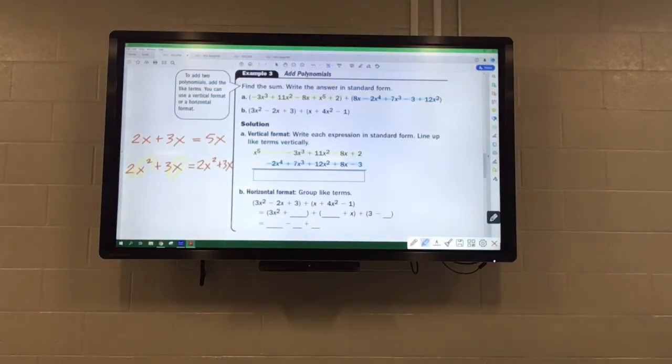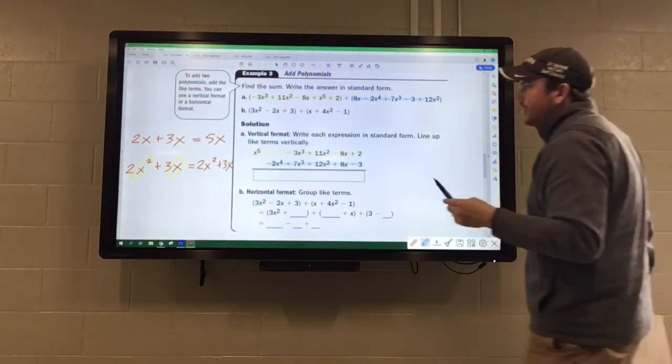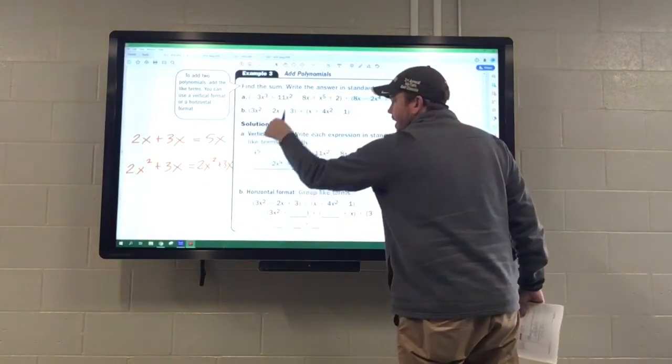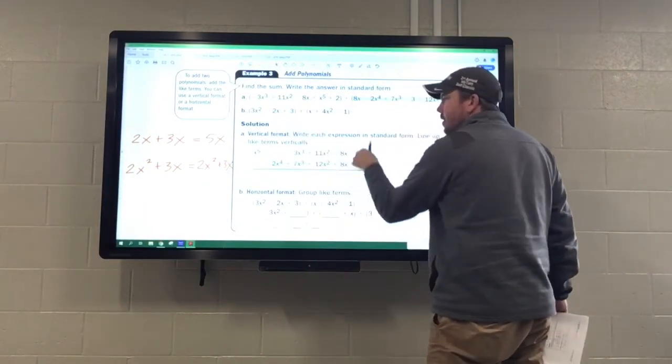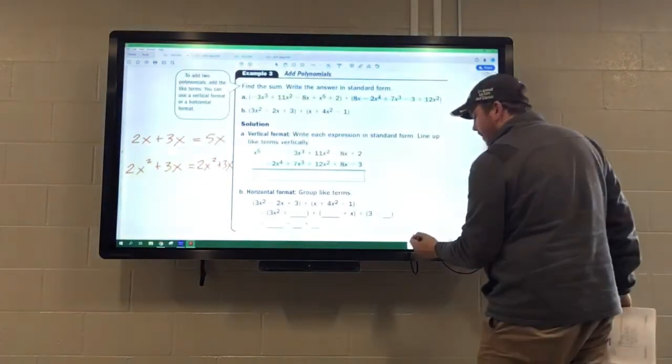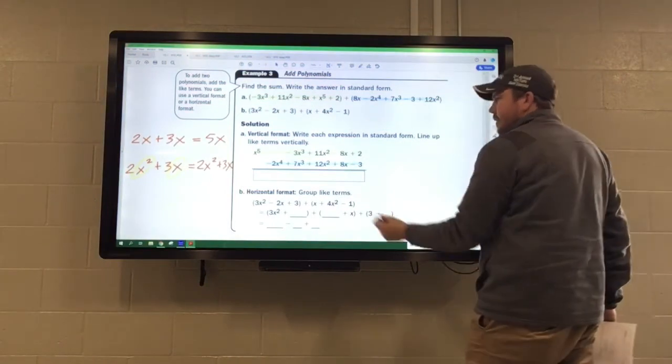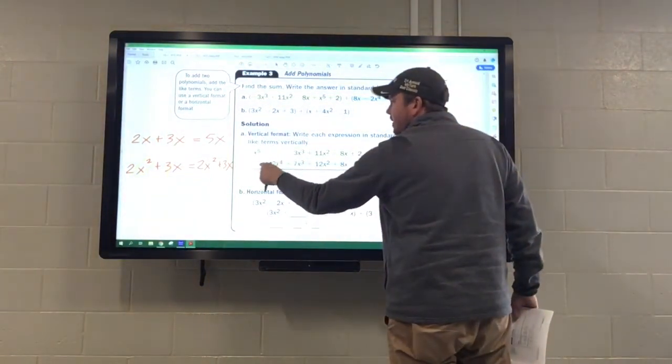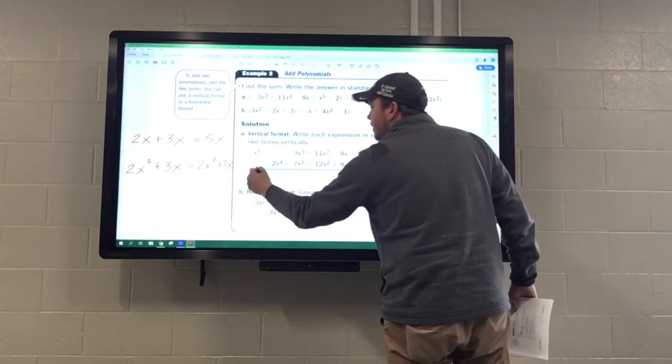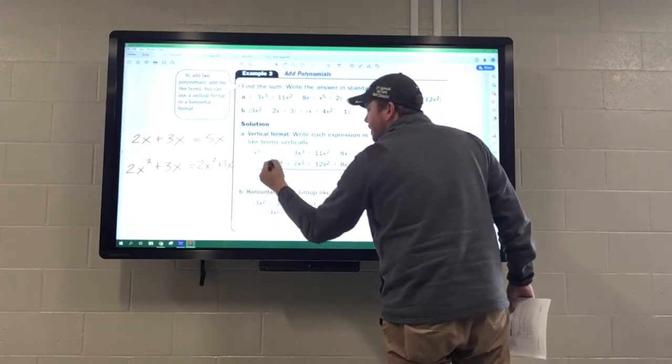And the reason they did this is once you write them both in standard form, we can then line up and add vertically, hence the vertical format. So x to the fifth plus the second, our blue polynomial didn't have an x to the fifth. So x to the fifth plus nothing is x to the fifth.